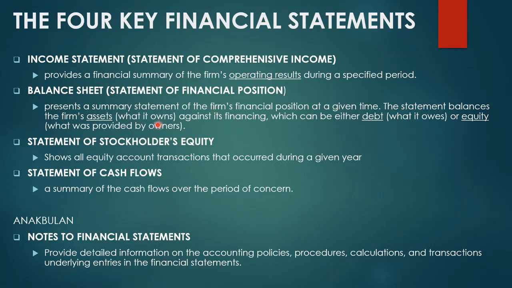The statement balances the firm's assets, what it owns, yun daw yung asset, against its financing, which can either be debt, what it owes, or equity, what was provided by the owner. So, yung debt and equity, basically, yun yung capital structure ng company. And then, alam natin, asset is equal to liability plus equity. Yan is balance sheet. Next, the statement of stockholders' equity naman daw, sa kanya, it shows all equity account transactions that occurred during a given year. And lastly, the statement of cash flows, a summary of the cash flows over the period of concern, cash inflows o yung net ng cash inflows and cash outflows. Yan si statement of cash flows.